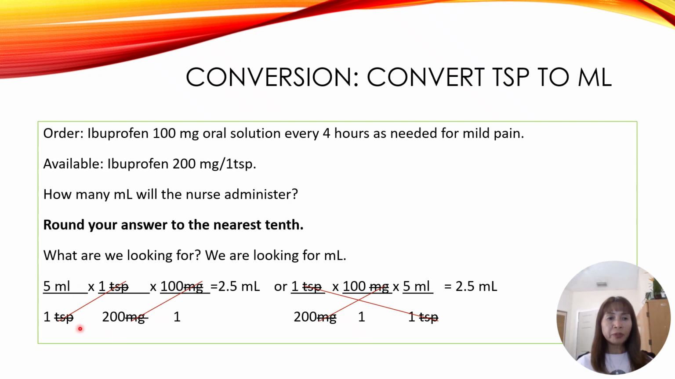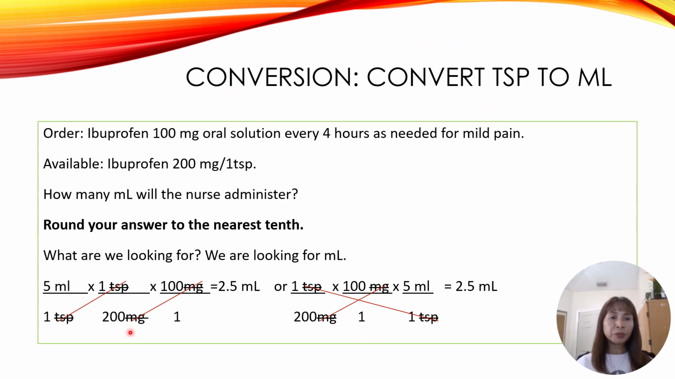So here we know that 1 teaspoon has 5 ml and we're looking for ml. So I'm going to put 5 ml on top because I know I'm looking for ml, over 1 teaspoon. Now I need to get rid of teaspoon, so I'm going to put 1 teaspoon on top over 200 milligrams. Now cancel teaspoon. Now I also need to cancel milligrams.